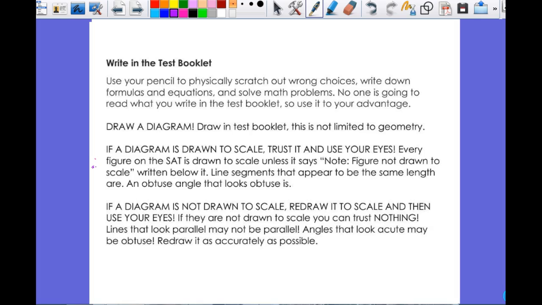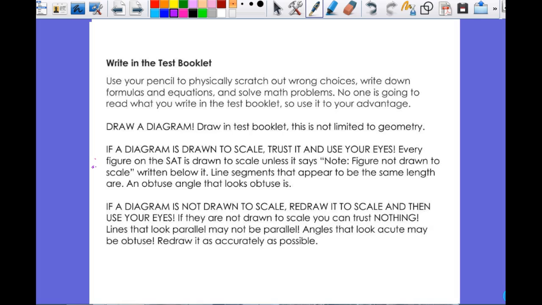You can't go by the way it looks. But on the SAT and the PSAT, the figures are drawn to scale, unless you're told that they're not. Trust your eye and use your eyes. Every figure on the SAT and PSAT is drawn to scale unless it says, "Note: figure not drawn to scale," written below it. So line segments that appear to be the same length are, and an obtuse angle that looks obtuse is. But if it says not drawn to scale, you can't trust anything.